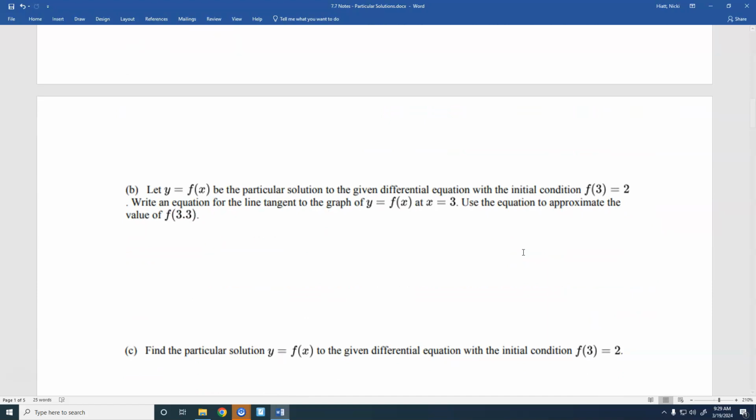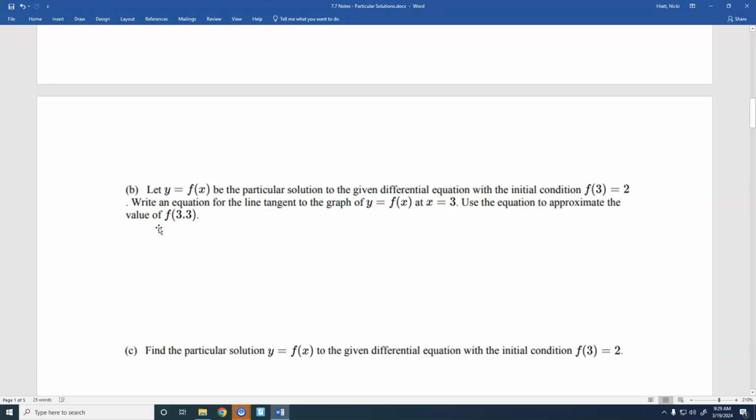I want you to pay close attention to this. Let y equal f of x be the particular solution to the given differential equation with the initial condition of f of 3 equals 2. So y equals f of x would be what we get if we solve the differential equation for y. And it has the initial condition f of 3 equals 2. But then it says write an equation for the line tangent to the graph of y equals f of x at x equals 3. Use the equation to approximate the value of f of 3.3.